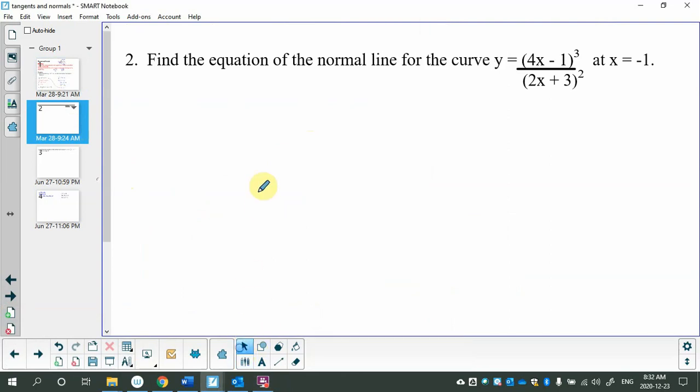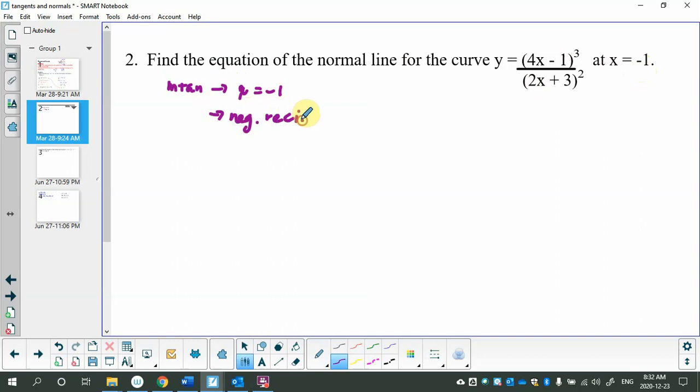Okay, so this question is find the equation of the normal line. So in order for me to find the equation of the normal line, I have to go through a bunch of steps. Step one, find the derivative so we can find m tan. We can also sub in x equals negative 1 to find the real m tan, and then we can do the negative reciprocal to find the slope of the normal, which is m norm. Then, once we have that, we can do y equals mx plus b, because the question doesn't ask for the slope of the normal. It asks for the equation of the normal. So we have a bunch of steps to go through here.